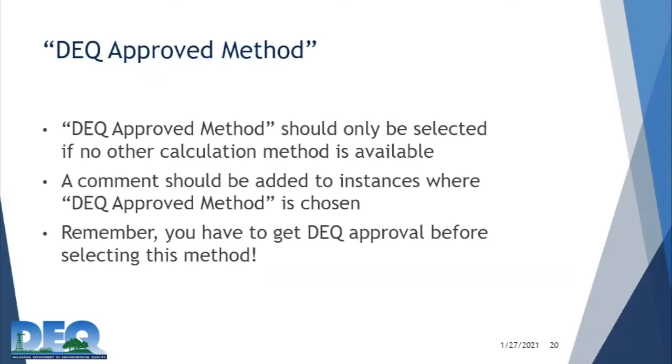We also want to talk about the DEQ approved calculation method. This is another one that we check in our quality control checks. The DEQ approved calculation method should only be selected if no other calculation method is available. If you do use the DEQ approved method, please make sure that you add a comment indicating why you've chosen to use that method, so that we can validate those and make sure that it's an appropriate use of that calculation method. And remember, you do need to get DEQ approval before you select the DEQ approved method.